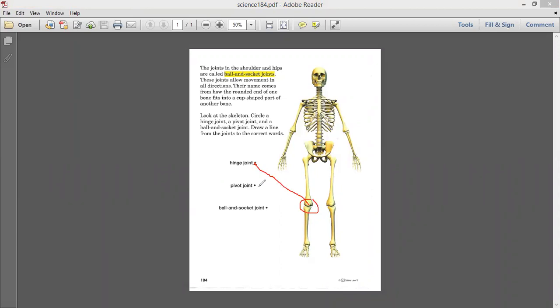And do the same thing for the pivot joint. Try to find which is an example of a pivot joint, and then let's say you think the nose is an example of a pivot joint. So circle the nose and then connect it to the word pivot joint. I'm sure you will not have a hard time, and we'll continue with our lesson.